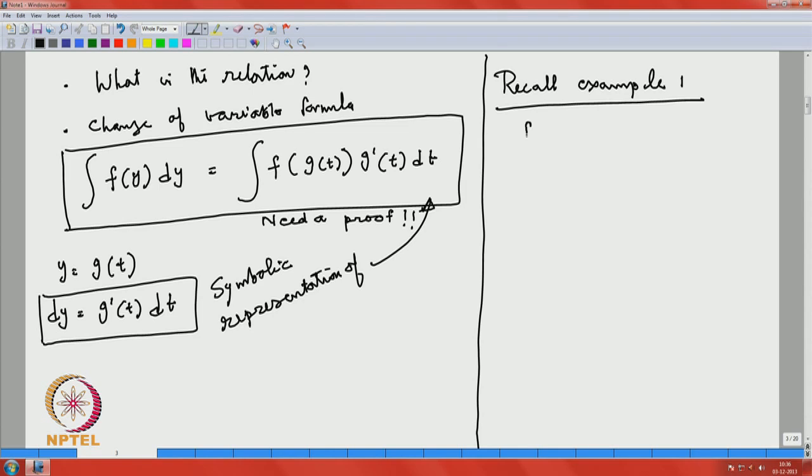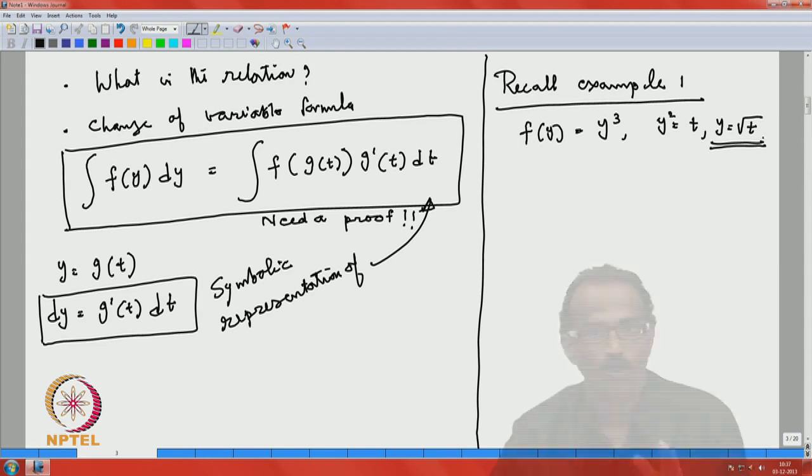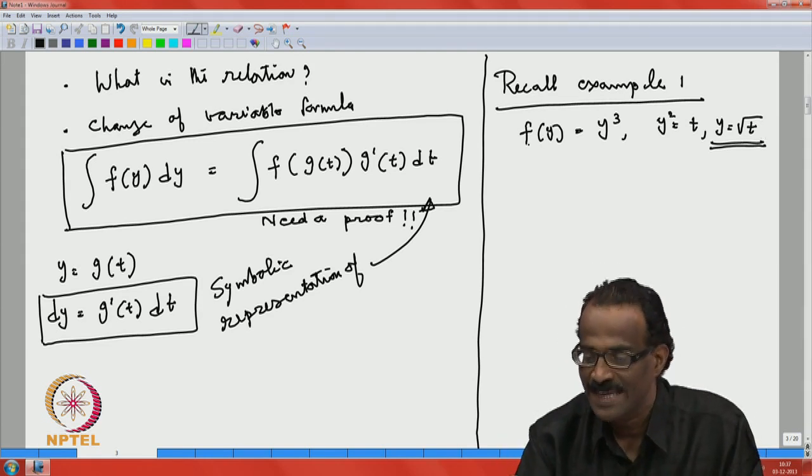What is the first example? You have f of y is equal to y cube, and then you substitute y square is equal to t, or y is equal to root t. And then I want to understand the integration with relation to that. So, I am not going to write dy equal to something, I am not going to use dy equal to d whatever, 1 by 2 root t dt. I told you, because that has no meaning. So, I want to understand the integral of that one.